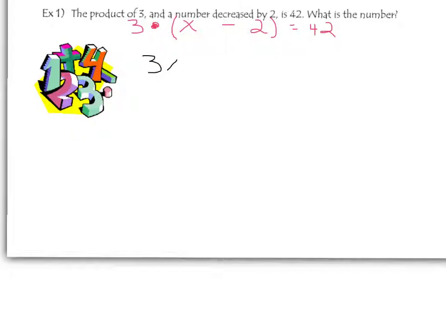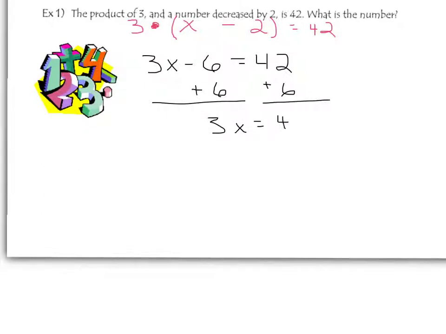So we use the distributive property to distribute that 3. We add 6 to both sides and get 3x equals 48, and then divide by 3, and we get x equals 16. So we're being asked, is 3 times some number equal to 42? And that number has to be decreased by 2.